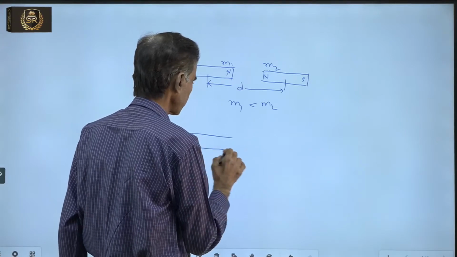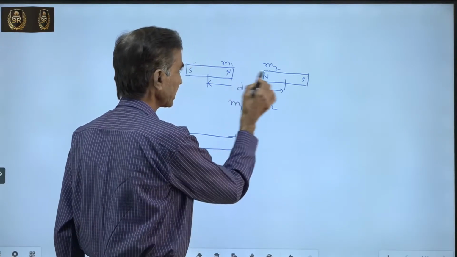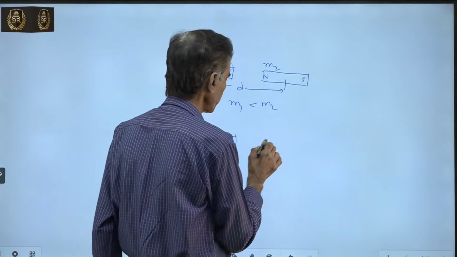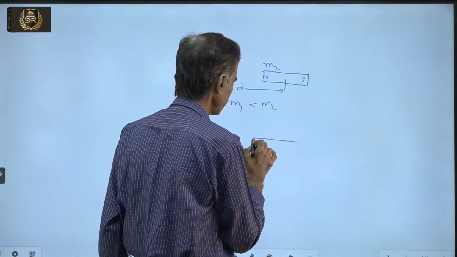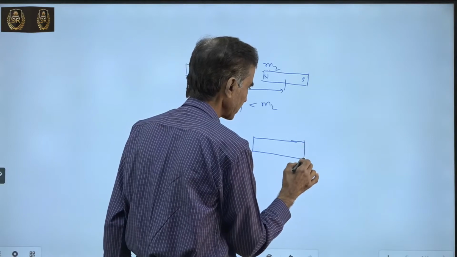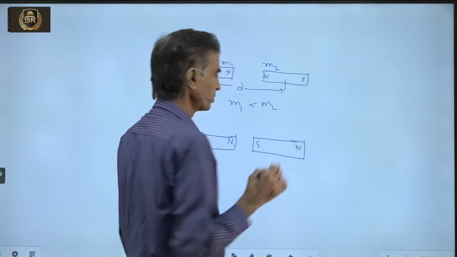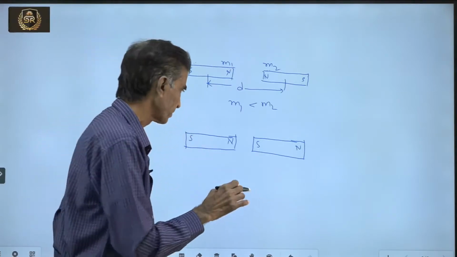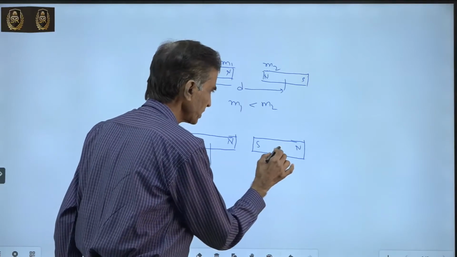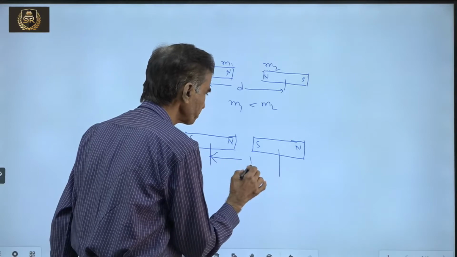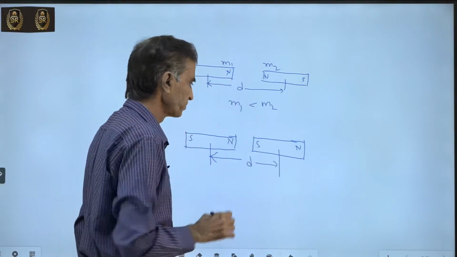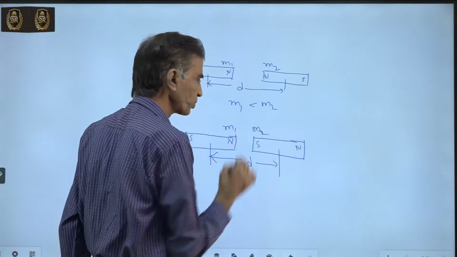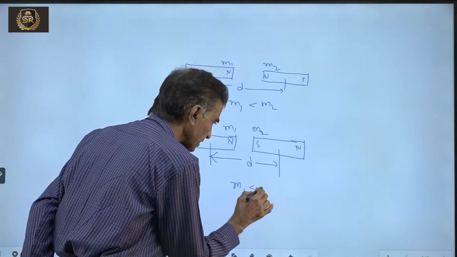Sometimes they may ask just like isolated poles also. So this is the north pole, this is the south pole, and this is the second magnet, with south pole, north pole. That is, unlike poles are facing each other. Again, the center to center distance is d. Here also, this has pole strength m1 and this has pole strength m2, so m1 is less than m2.